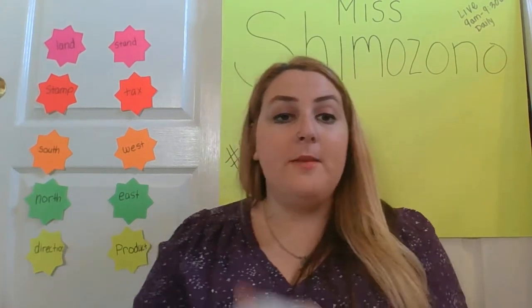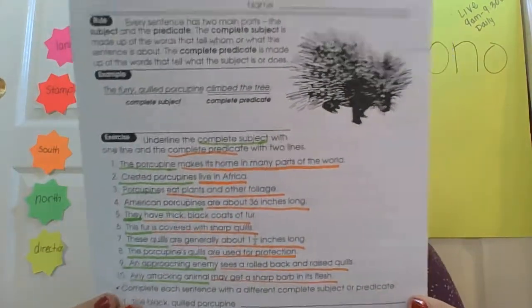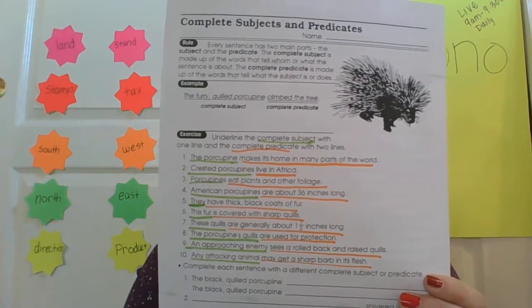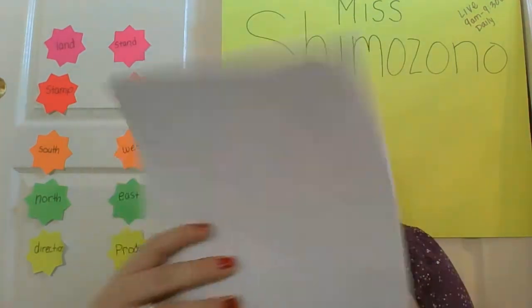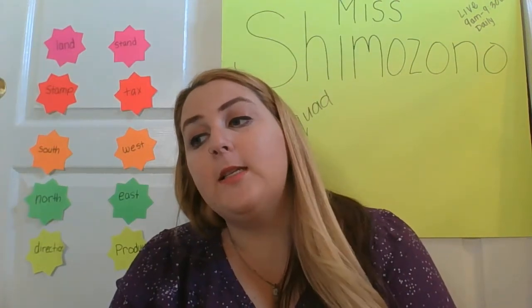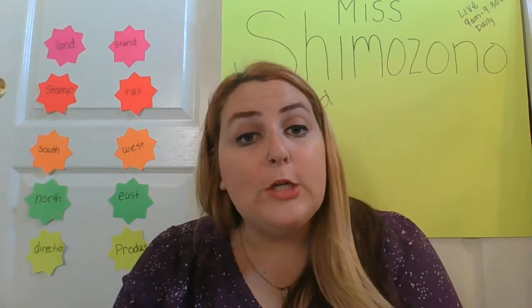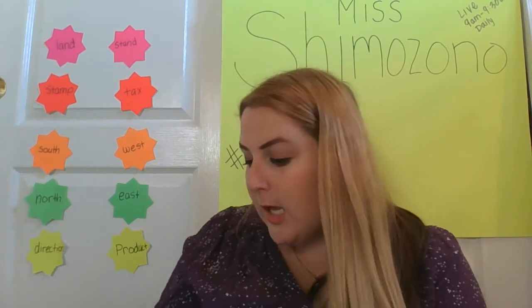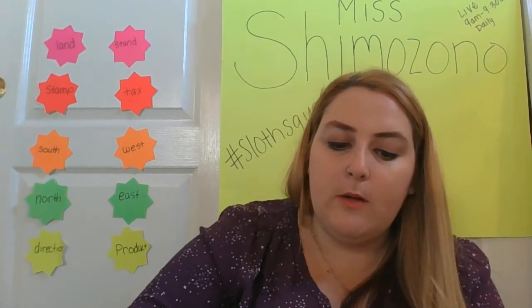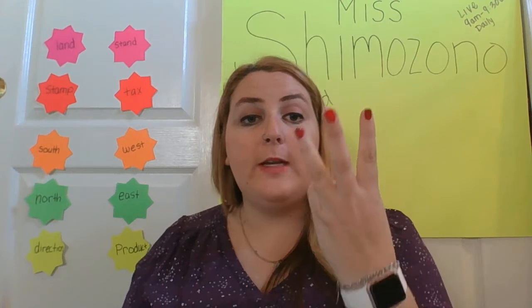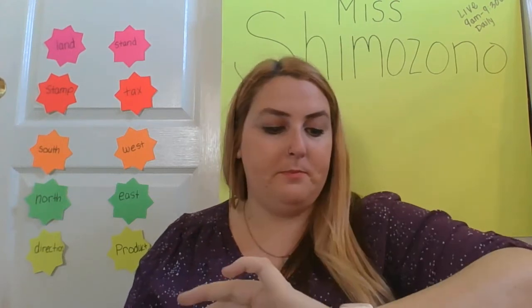Okay, ready? You're going to check numbers 1 through 10. You can pause the video and check. Complete each sentence with a different complete subject or predicate. That's numbers 1 through 4. You don't have to do that. You can draw a line through that one. We're not going to do that today. That was page 2. Now we're moving to page 3.